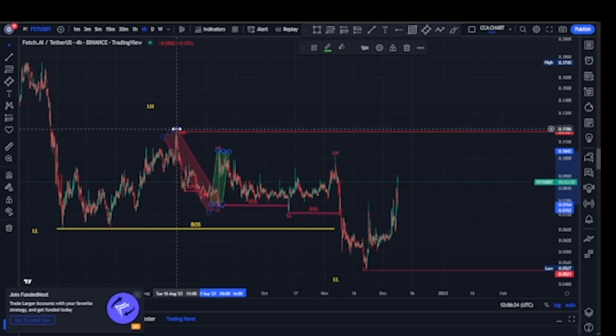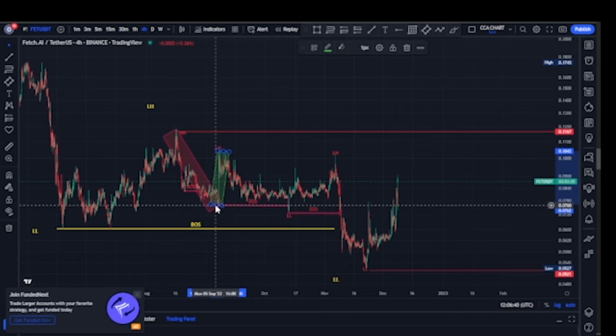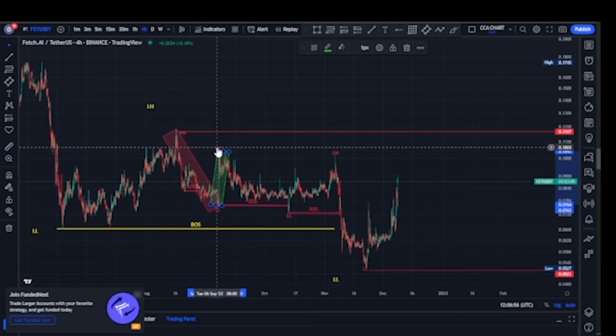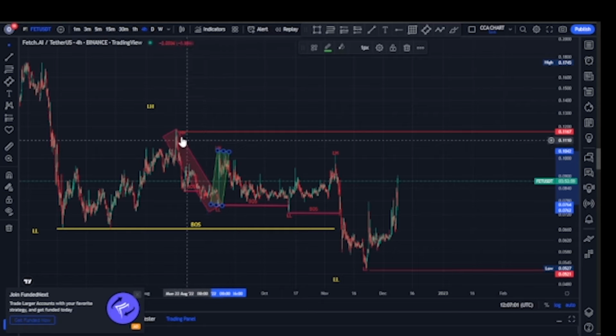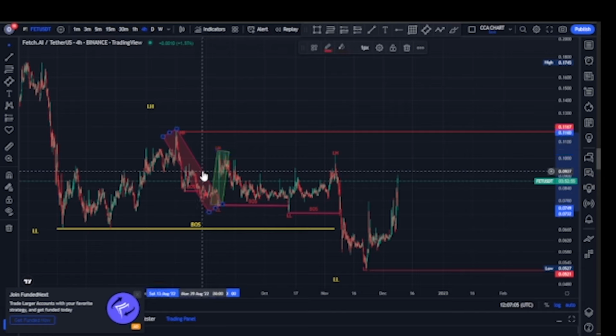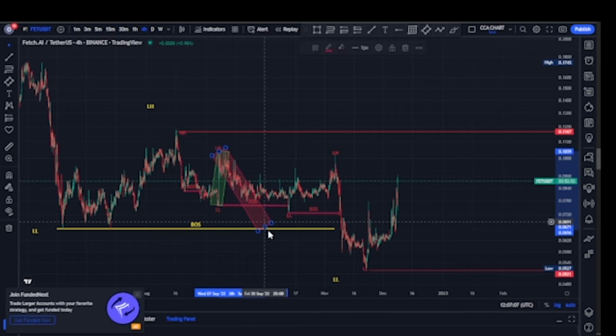The bears took price from $0.1186, broke structure to the downside, and took price to about $0.076. And guys, remember, after every break of structure, you should expect a pullback. Sure, the bulls came in, took price from that $0.076, pushed price back to about $0.1065. And guys, as long as the higher high that gave us this lower low is not taken out, you should expect more break of structure to the downside. And guys, that's what we saw.